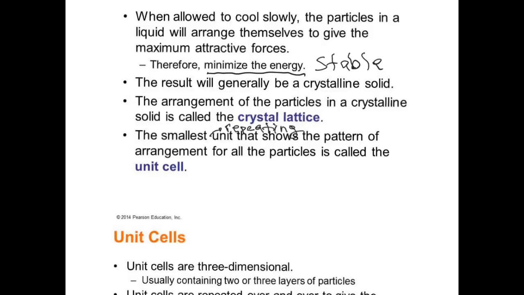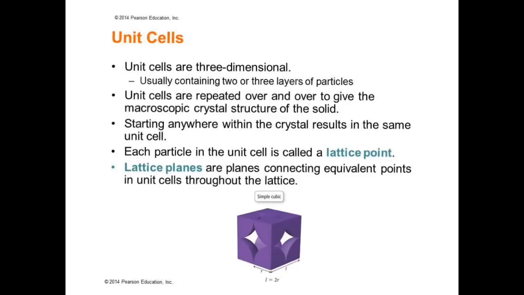So let's talk a little bit more about the unit cell and what we can learn about that solid by examining the unit cell. Unit cells are three-dimensional, so you've got an X, Y, and Z plane. They can contain multiple layers of particles. It just depends on whatever the smallest unit is that repeats, and these things repeat over and over and over again to build that structure, in all three directions, X, Y, and Z.